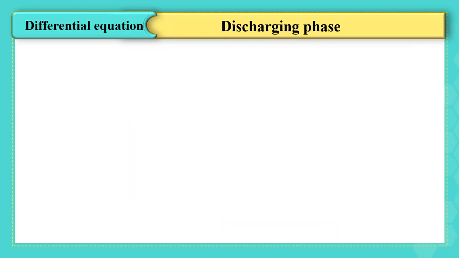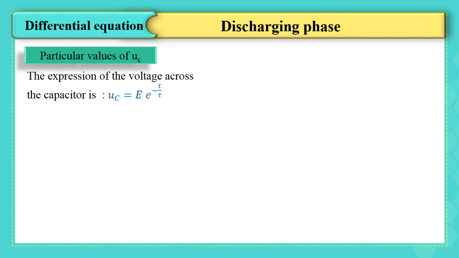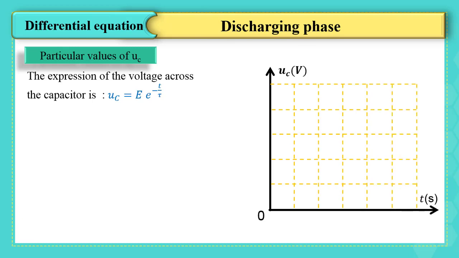Let us study some particular values of UC according to its expression. The expression of the voltage across the capacitor is UC equals E exponential minus t over tau.